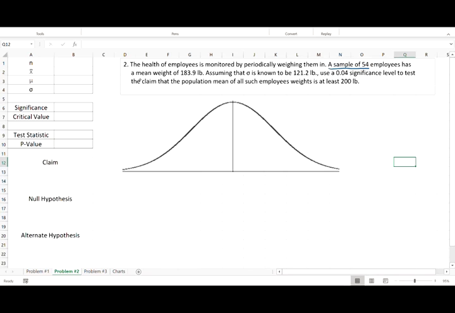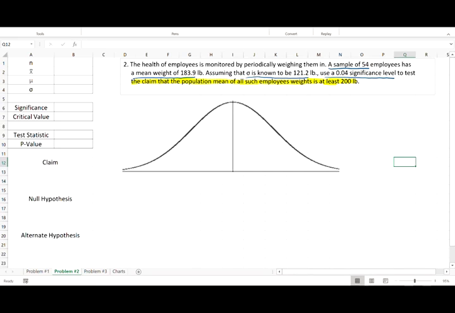It has a mean weight of 183.9. That's the sample mean, that's X bar. Assuming that sigma is known to be 121.2, that's the population standard deviation. Use a 0.04 significance level, that's alpha, to test the claim that the population mean of all such employees' weights is at least 200.